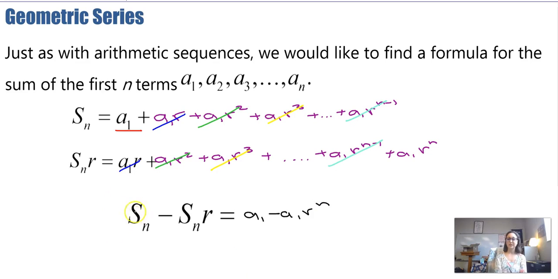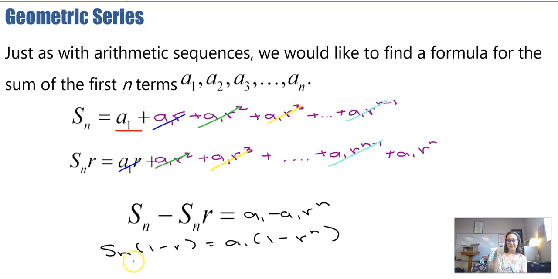And I'm trying to get a formula for S sub n, so here's what we're going to do. Let's factor out S sub n here on the left side. That leaves me with 1 minus r on the right side. And then on the left side of the equation, let's factor out an a sub 1, so that leaves me with 1 minus r to the n.